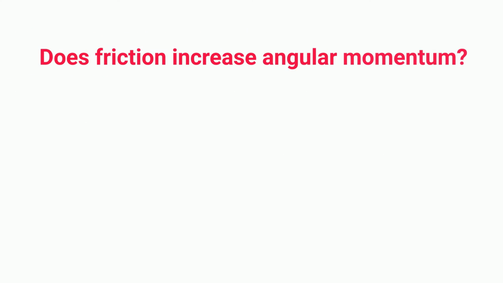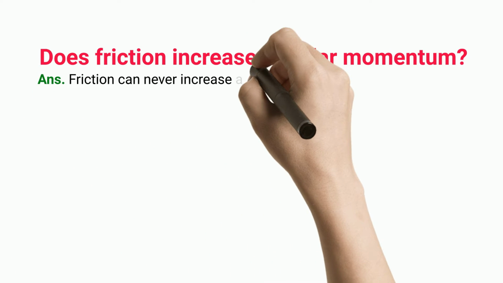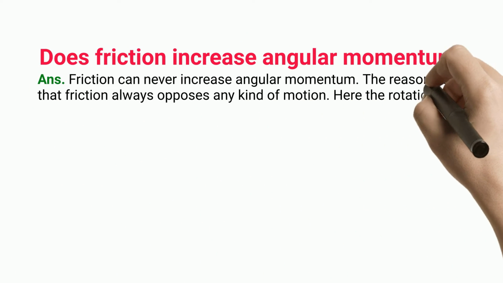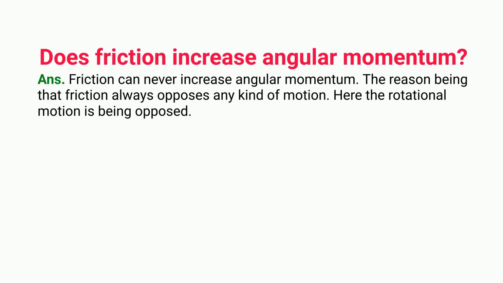Does friction increase angular momentum? Friction can never increase angular momentum. The reason being that friction always opposes any kind of motion. Here the rotational motion is being opposed.